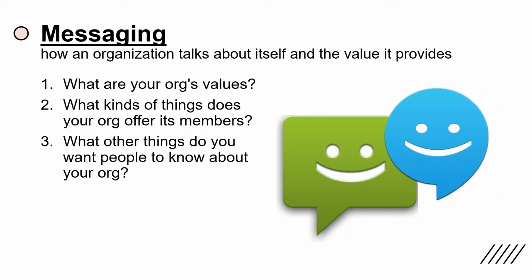Next up is messaging. Before you talk about your organization and the value it provides, you really need to understand it yourself. So a great first step in that is deciding what your org's values are. Just as an example, student involvement's values are our 6 dimensions. That is learn, explore, celebrate, connect, lead, and create.